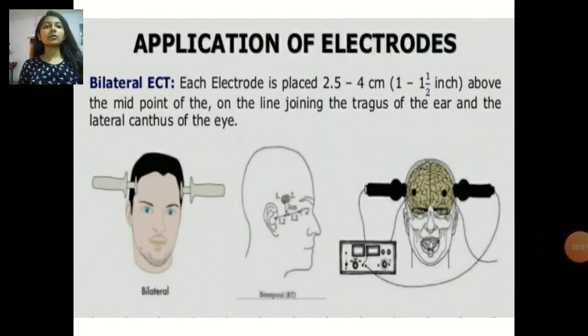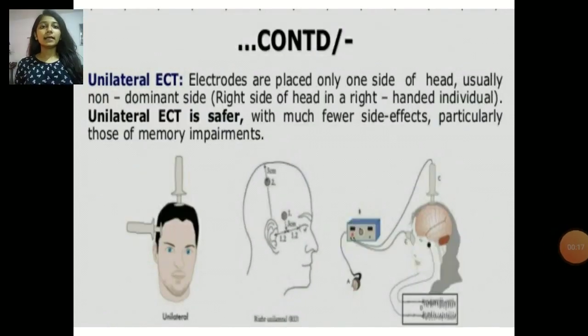Next, application of the electrodes. First, bilateral ECT. Each electrode is placed 2.5 to 4 cm above the midpoint of the line joining the tragus of the ear and lateral canthus of the eye. Second, unilateral ECT. Electrodes are placed on only one side of the head, usually the non-dominant side. Unilateral ECT is safer with much fewer side effects, particularly memory impairment. Seeing the picture, unilateral ECT.